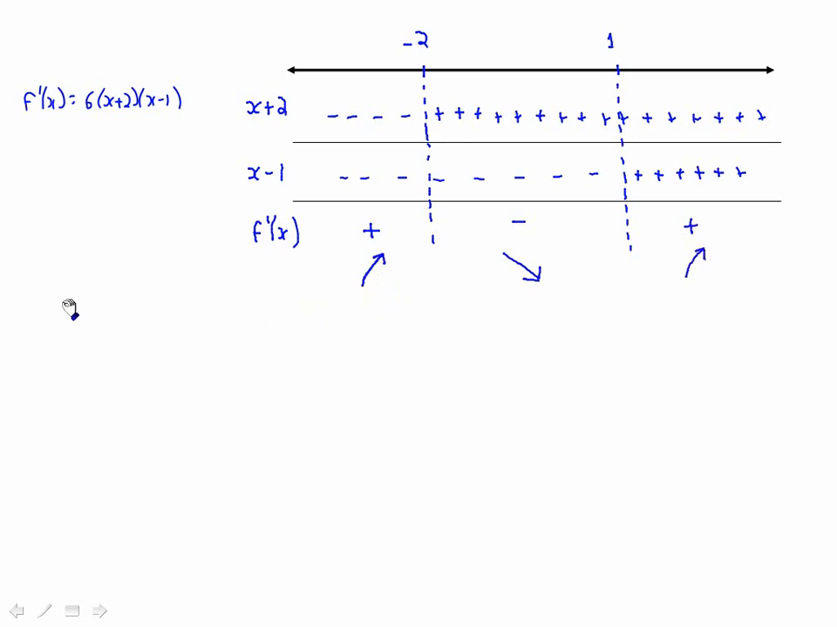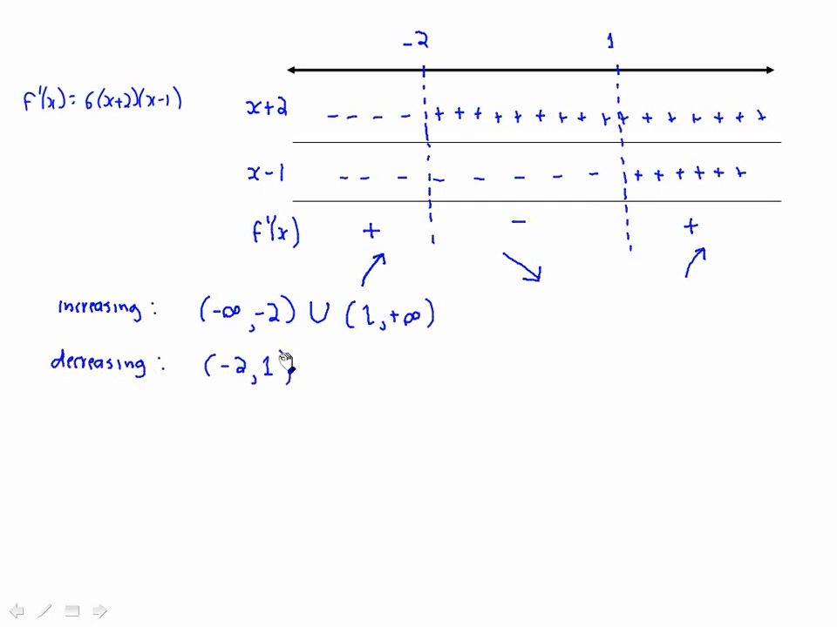Then to formally note where it's increasing, I would say in the interval from negative infinity to negative 2, union with the interval from 1 to positive infinity. And then this graph is decreasing between negative 2 and 1. So that's all you're really doing with these problems.